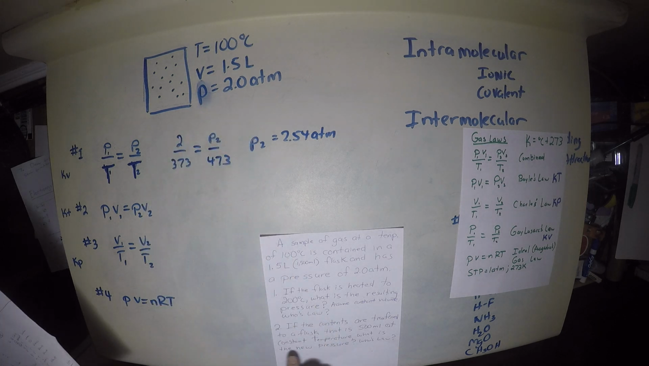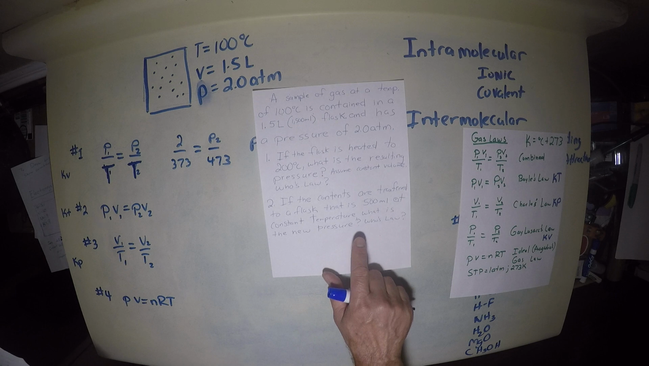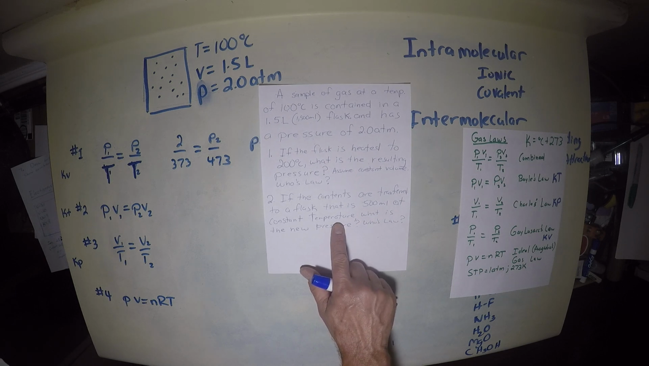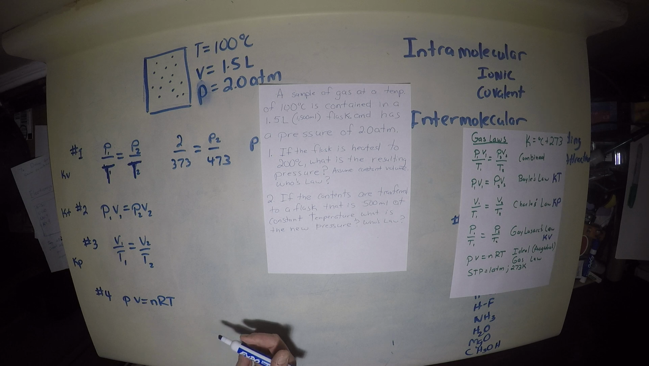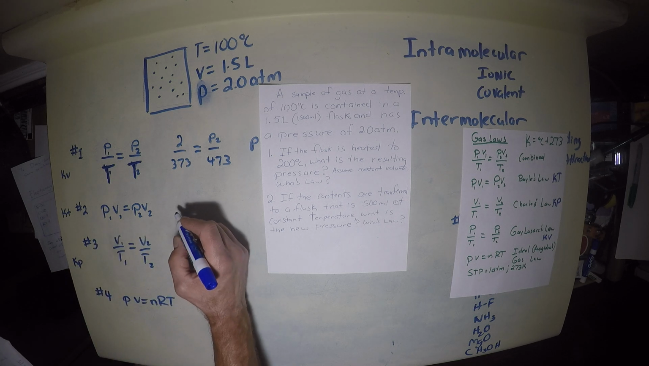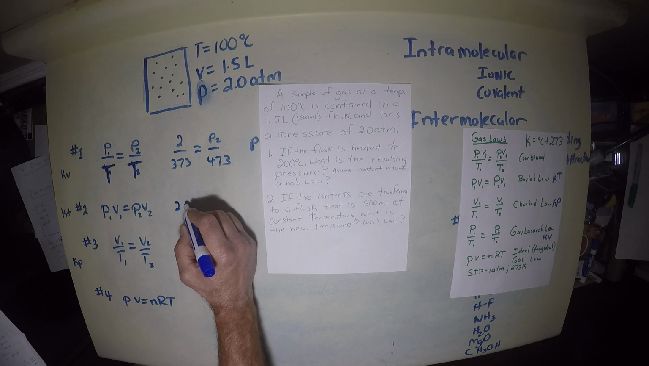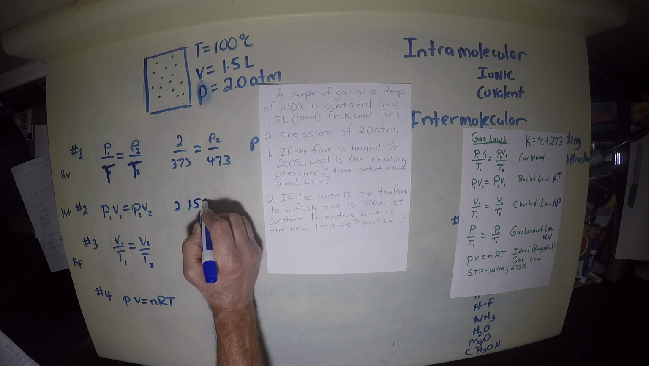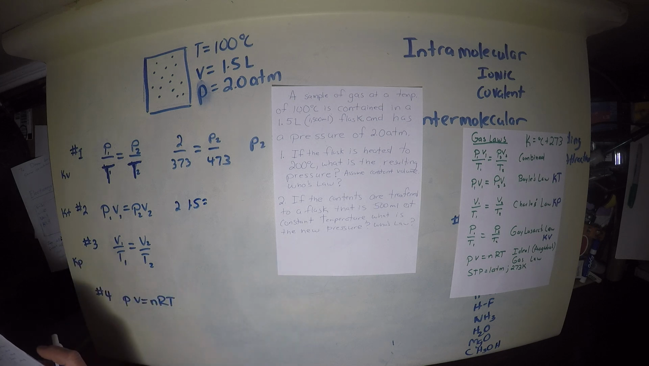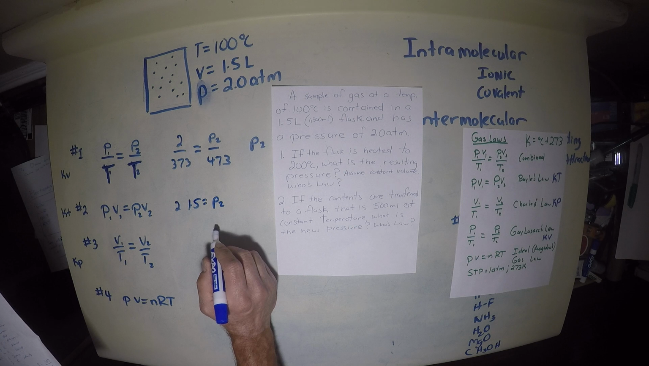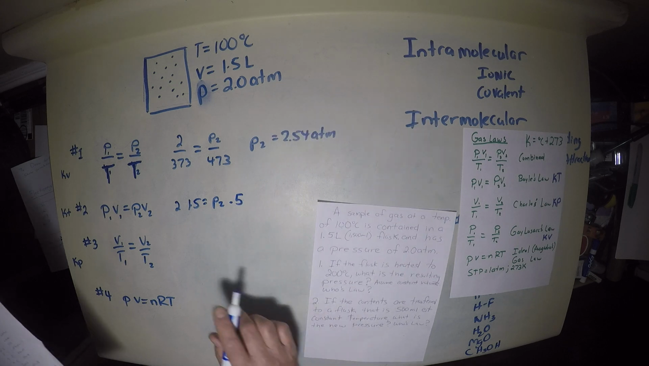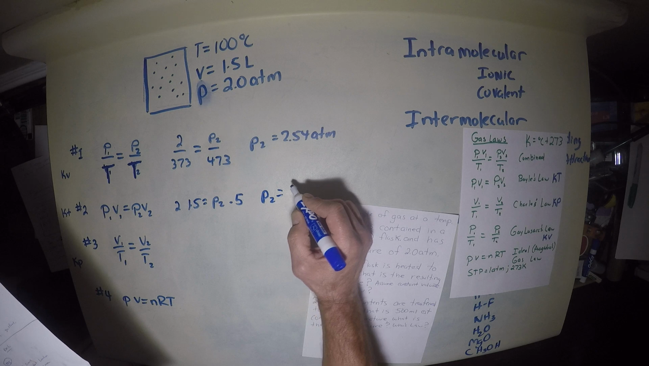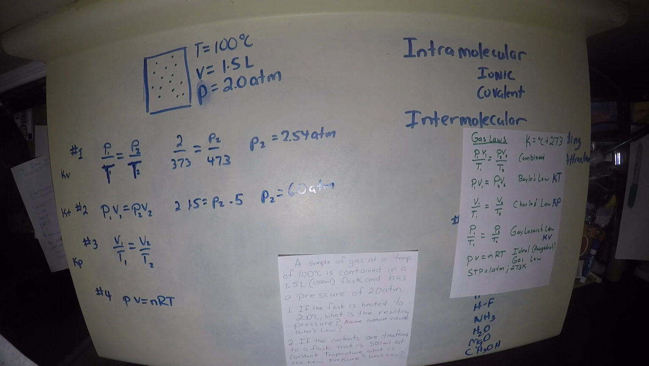Problem number 2 says if you take the original sample and transfer it to a 500 milliliter flask, keeping the temperature constant, what's the new pressure? So we'll be looking for P2. We know it's a Boyle's law problem because we're at constant temperature. So we plug in our P1, which is again 2. Our V1 is 1.5 liters. And our P2 is what we're looking for. And our V2 is 500 milliliters or 0.5 liters, and when we solve that we get a P2 of 6 atmospheres.